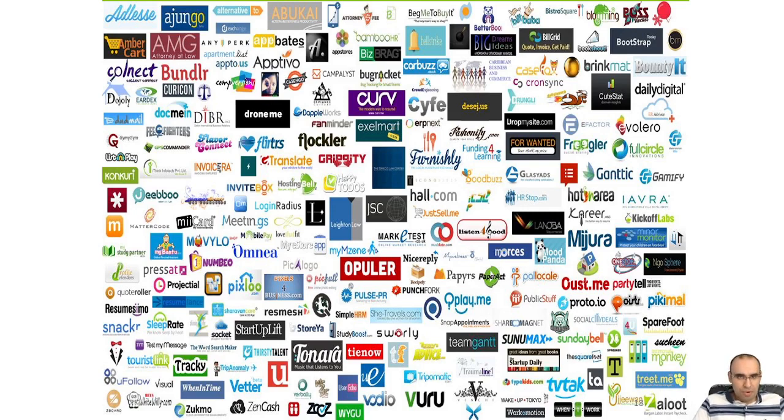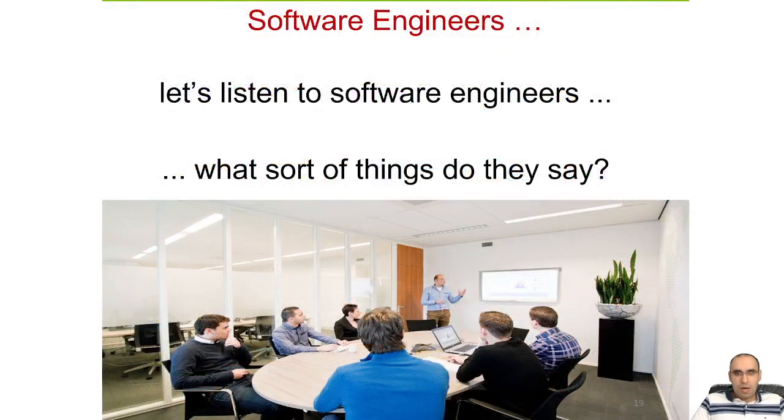So our software industry today has a lot of new emerging challenges that need to be solved, and they want reliable and efficient solutions that can provide them with optimal answers to these problems. To better understand these challenges, let us listen to software engineers and see what kind of things they would say.